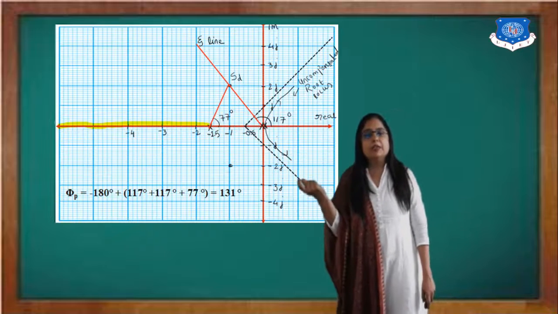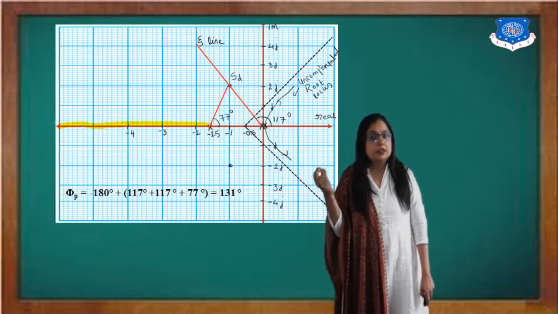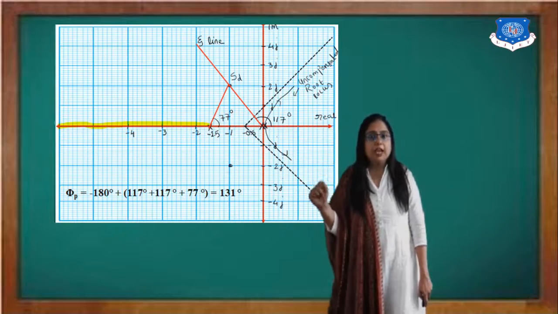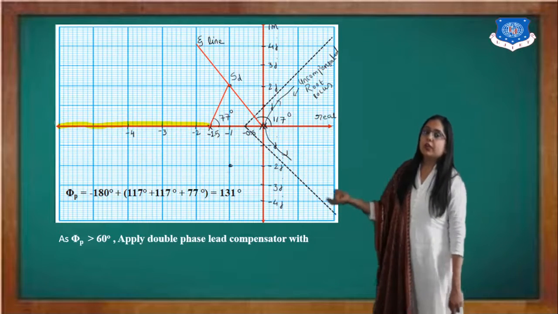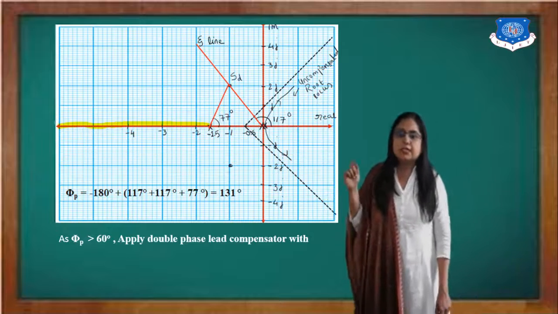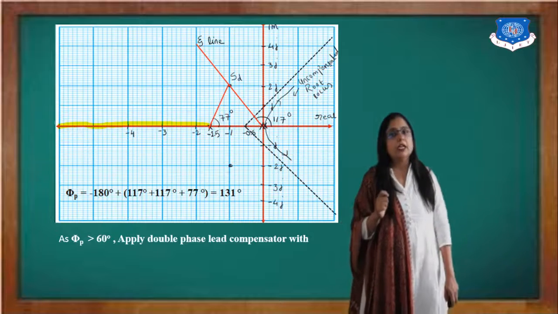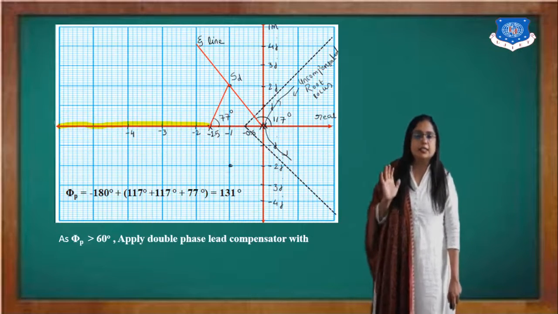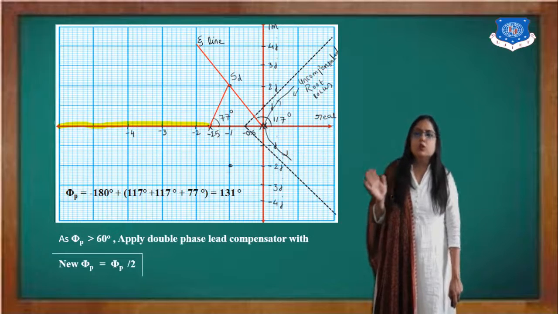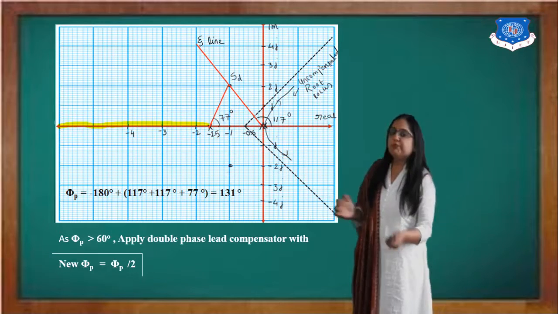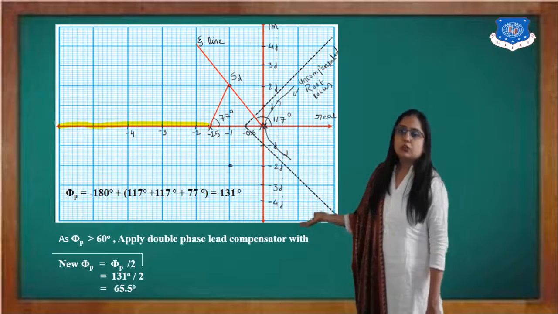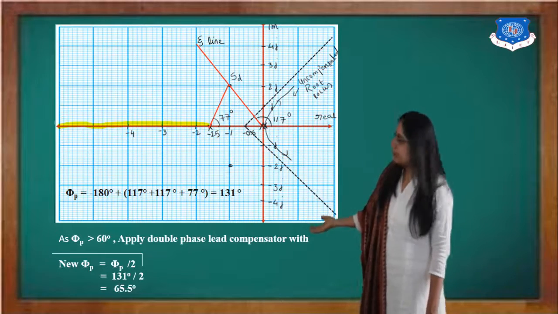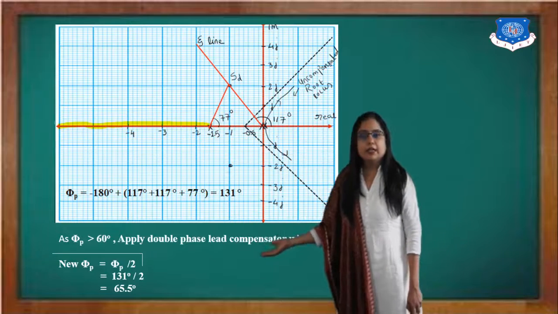Whenever the value of phi p is greater than 60, we will use the double phase lead compensator. So whenever you get phi p greater than 60, we have to apply the double phase lead compensator. So phi p becomes phi p by 2, that is 131 by 2. So the angle of pole phi p becomes 65.5 degree.